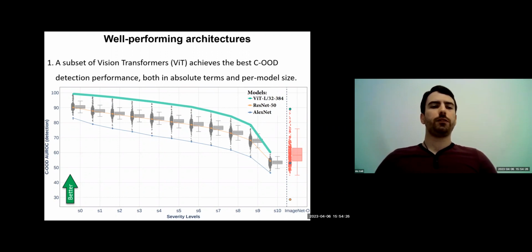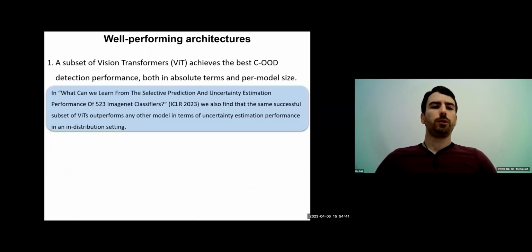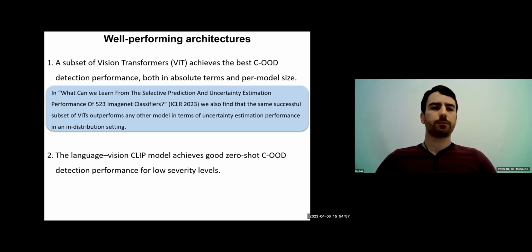First, we have observed that some models are inherently excellent at detection. Notably, a subset of ViT models achieves the best detection performance both in absolute terms and per model size, regardless of the confidence function used. In a related paper, also accepted to ICLR 2023, we also find that ViT models from this subset outperform any other model in terms of uncertainty estimation performance in an ID setting.